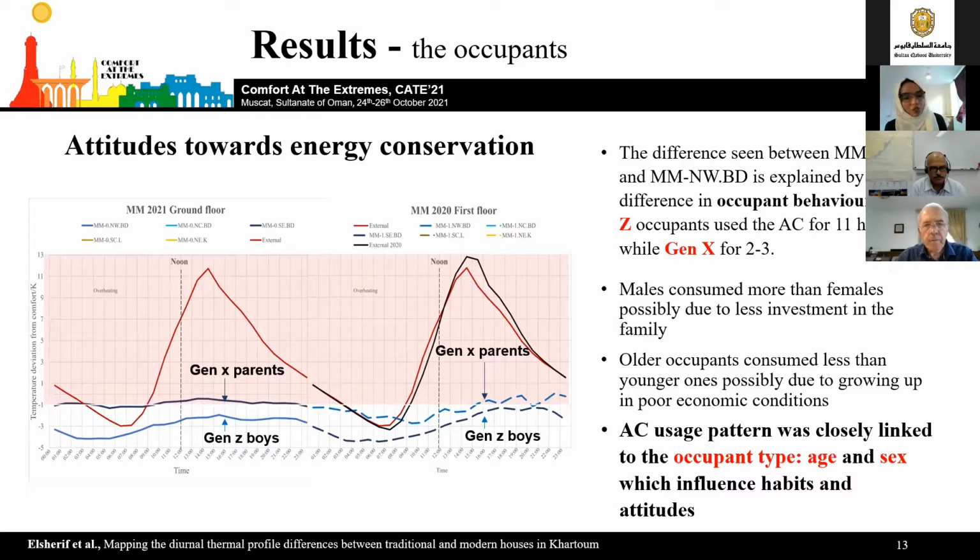So generally, from the interviews and my observations in all of the 4 houses, males consumed more than the females, possibly because they're less invested in the household. They spend most of their time outside the house and they only come in to sleep at night. The older occupants also consumed less than the younger ones, and their own explanation for it is because they grew up in poor economic conditions and they grew up believing that it's important to not consume too much. But I also think part of it is because they're the ones footing the bill. So generally, AC usage was linked to the age and the sex of the occupant.